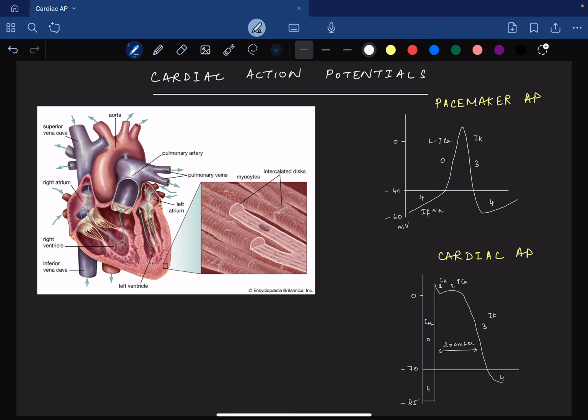Today we are going to learn about cardiac action potentials. I'm going to explain very simply and clearly so that you're all set to tackle questions about this topic for your boards, as well as get a strong foundation in action potentials and how it's going to help you in the future as a doctor.